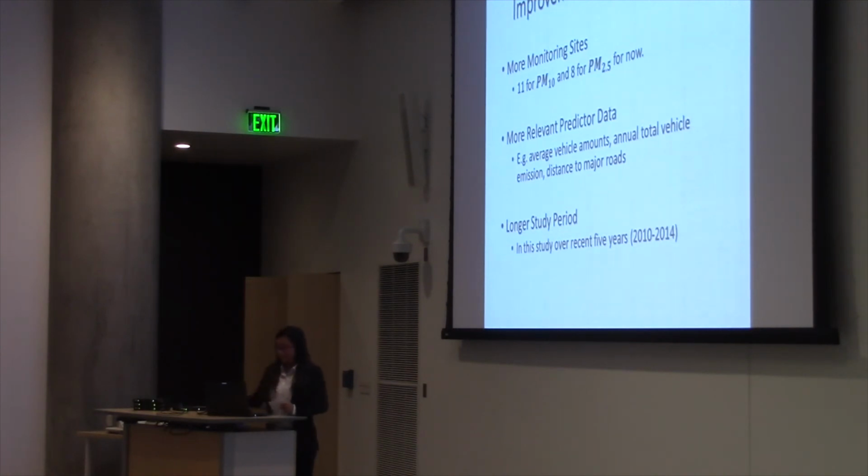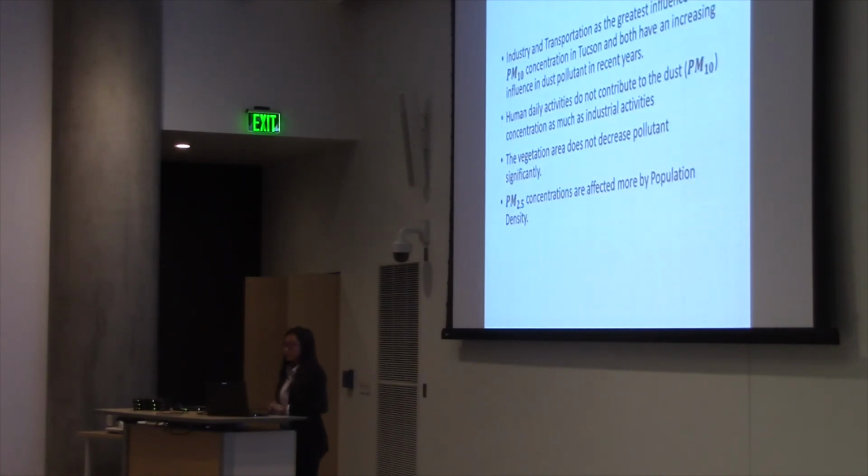So the conclusions are that industry and transportation have the greatest influence on dust concentration in Tucson, and both of them have an increasing influence on dust pollutants in recent years. Human daily activities do not contribute to PM10 concentration as much as industrial activities. The vegetation area does not decrease pollutants significantly, and PM2.5 concentrations are affected more by population density.